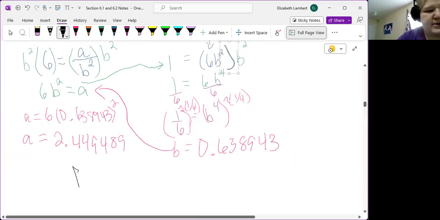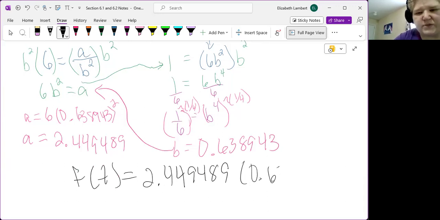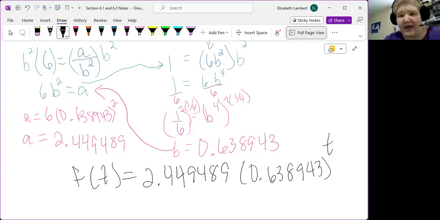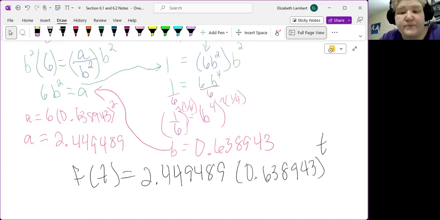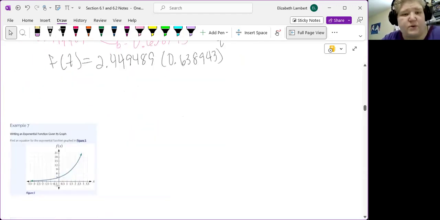So final answer then, f of t is a value 2.449489 times 0.638943 raised to the t. Now it is possible if WebWork asks this, it might want it in terms of x. It must tell you. So it'll probably be like f of t or a of t, or it might be like p of x. You know how WebWork is. So it is a fair amount of work. It's kind of crazy, but it's doable.